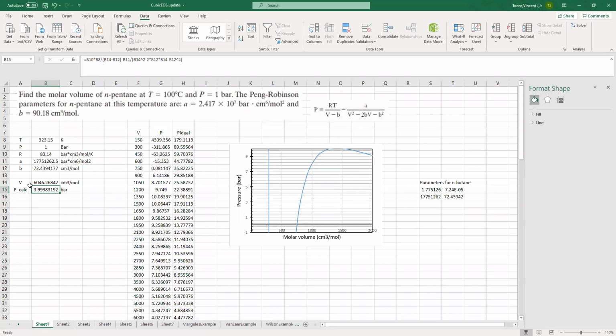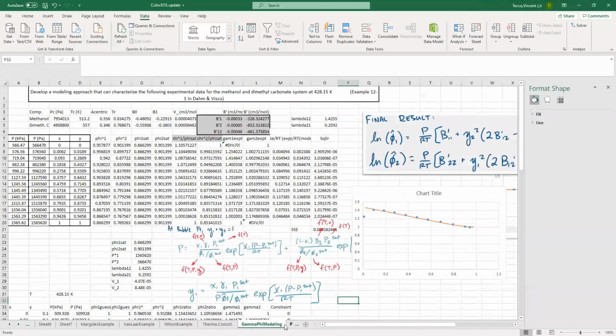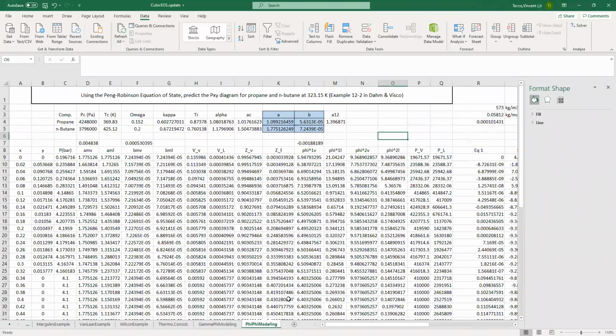So the molar volume for the vapor should be 6,000 centimeters cubed per mole, which if I convert it equals 6,042 centimeters cubed per mole. I want to convert that by dividing by 100 cubed. So 0.006 should be my molar volume for the vapor. All right, so in Phi-Phi modeling, this VV should be 0.006. I wonder if that's going to help anything.